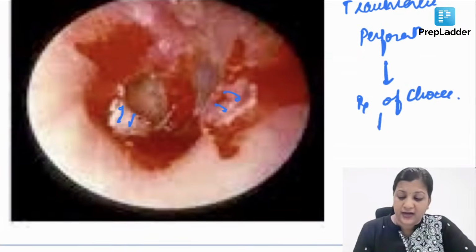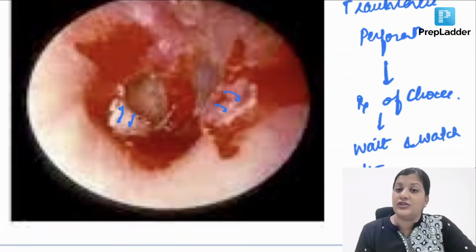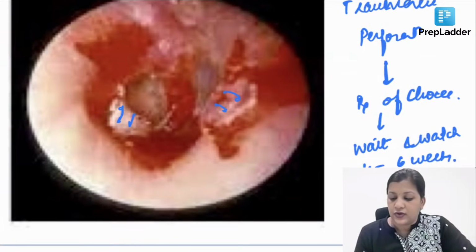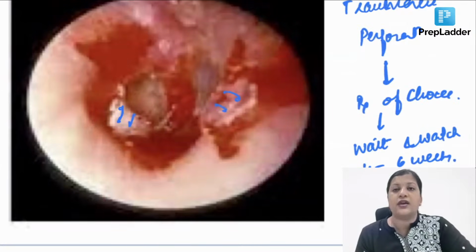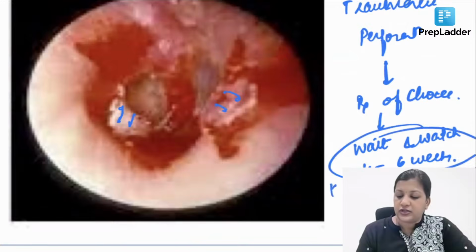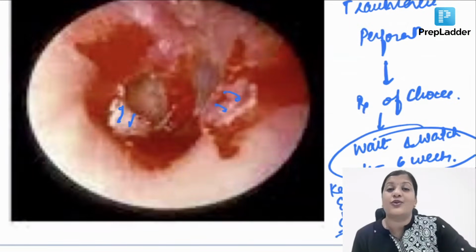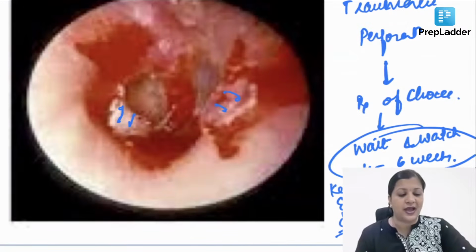Yes, you're going to wait and watch, but for how long? There has to be a time limit, right? So 4 to 6 weeks, you're going to wait and watch. If after 4 to 6 weeks the tympanic membrane does not heal by itself, then you're going to do a myringoplasty or a tympanoplasty, depending upon the middle ear status. And very importantly, you have to make sure to keep the ear dry and no eardrops. In traumatic perforation, we don't even instill eardrops unless there is a sign of infection. So no eardrops, no water should enter the ear, and the ear has to be absolutely dry.